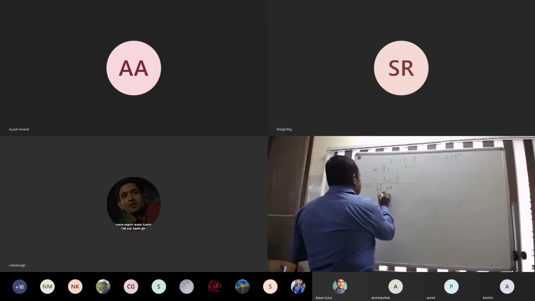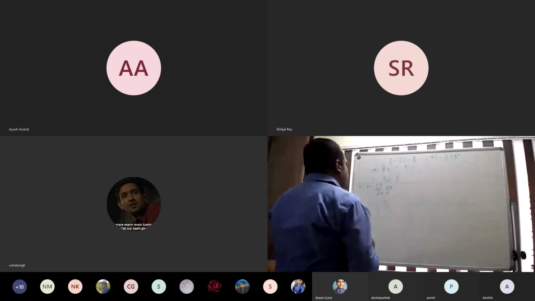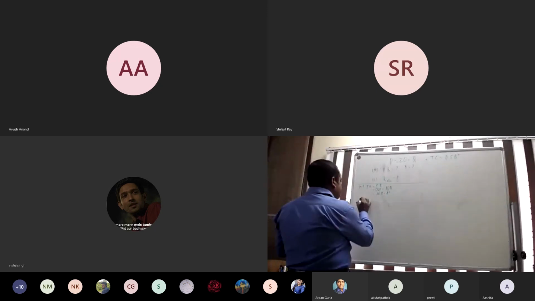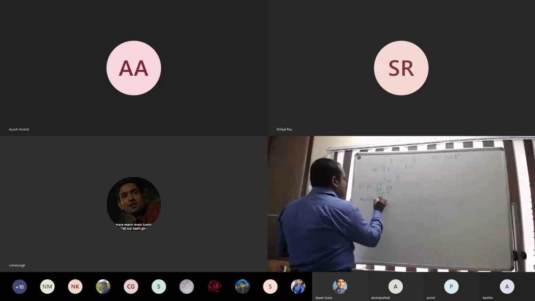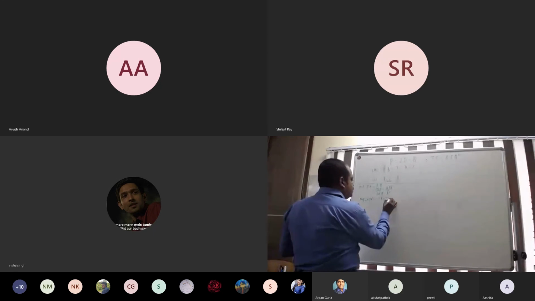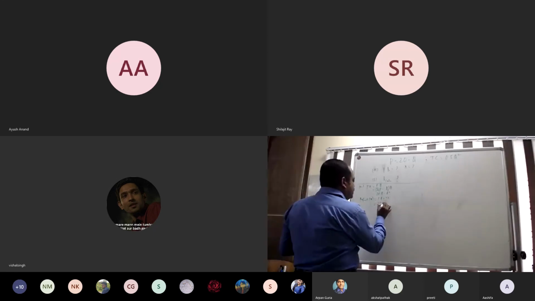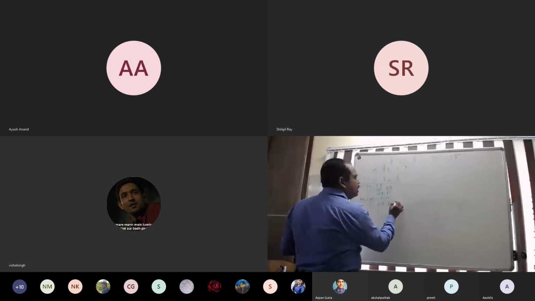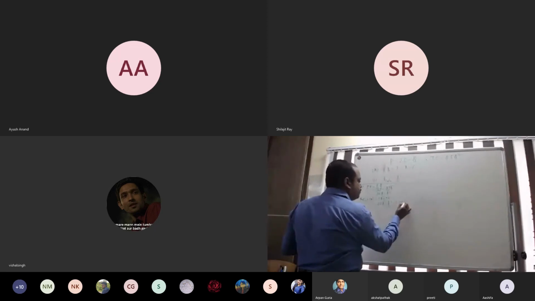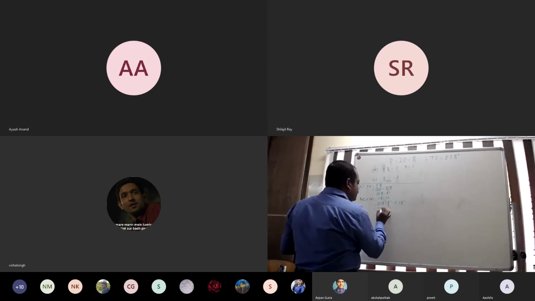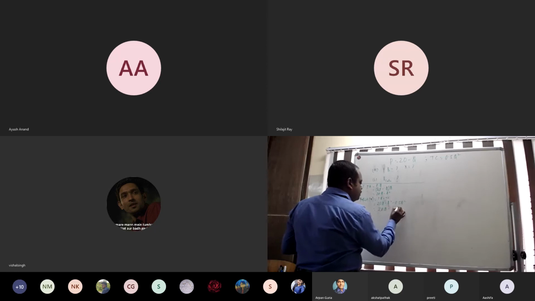PR equal to 20Q minus Q square. TC is equal to 0.5 Q square. So profit phi equal to PR minus TC. PR is 20Q minus Q square, minus 0.5 Q square. So equal to 20Q minus 1.5 Q square.